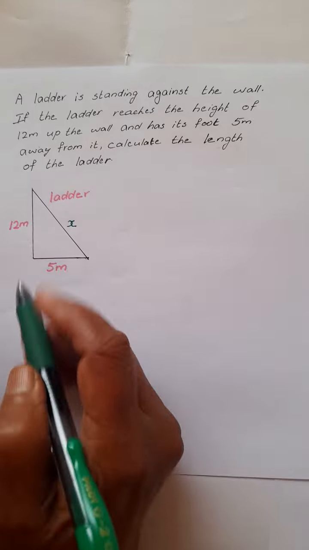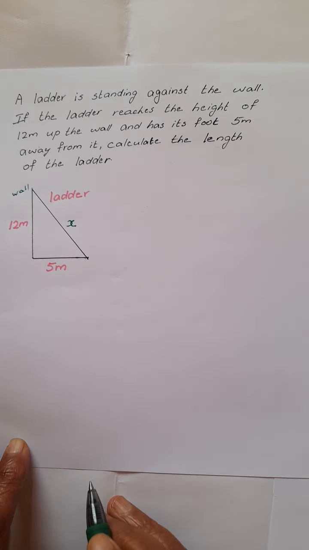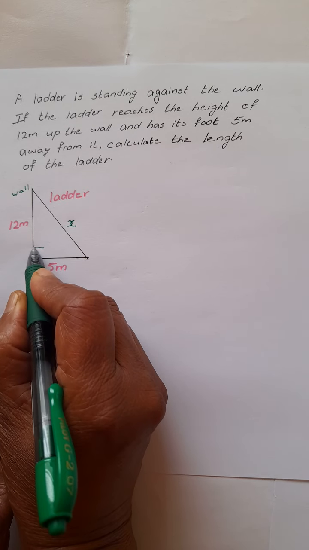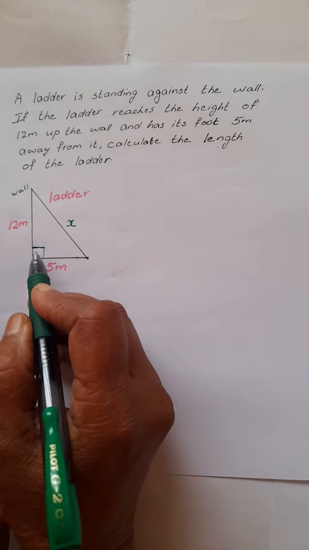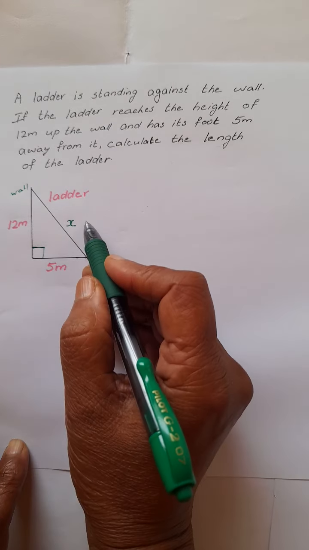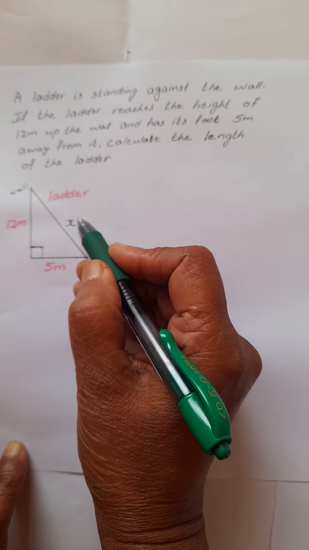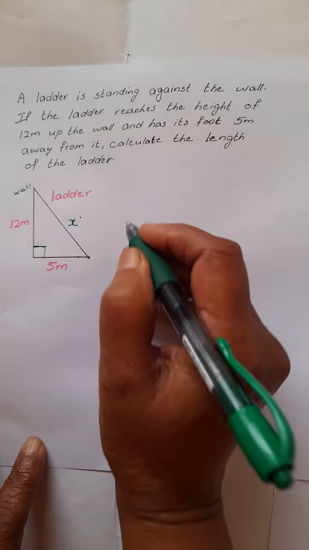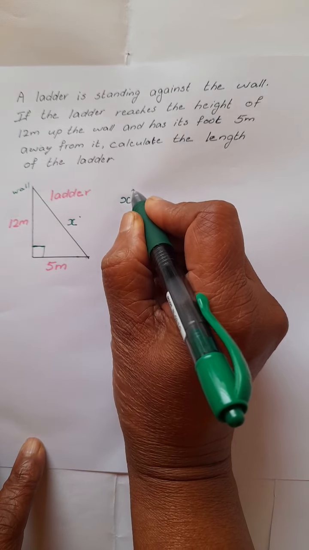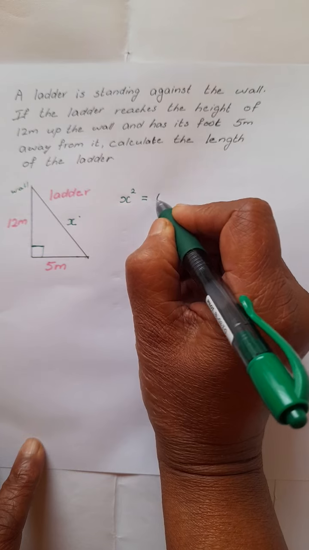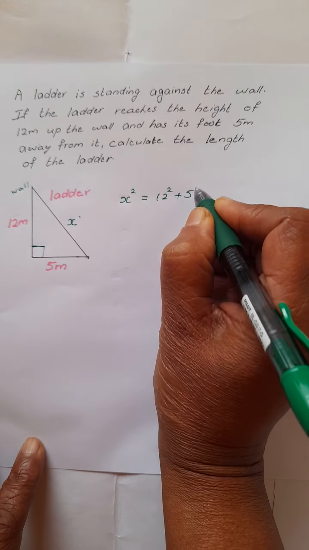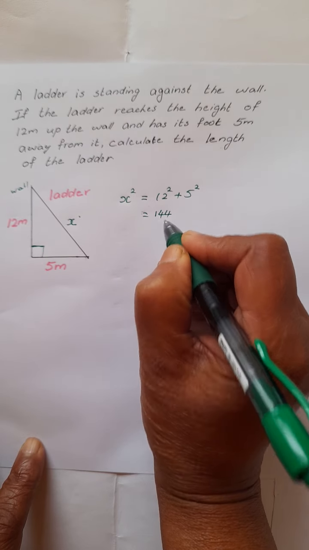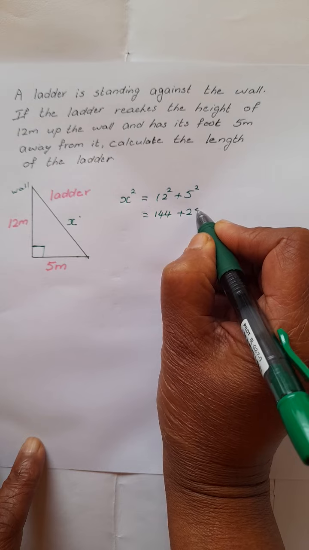Then this is the wall. Here is the wall, and the wall and the ground are always 90 degrees. So this is the 90 degree. The side opposite to 90 degree is the hypotenuse, or the longer side is the hypotenuse. So we will find the equation first. X squared is equal to 12 squared plus 5 squared. So then that is equal to 144 plus 25.